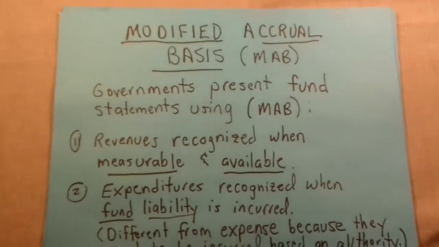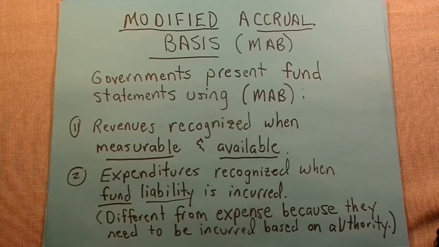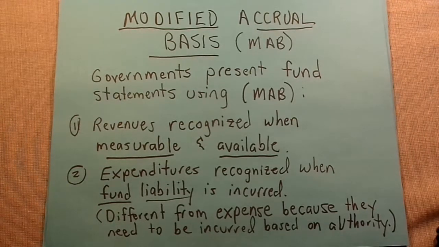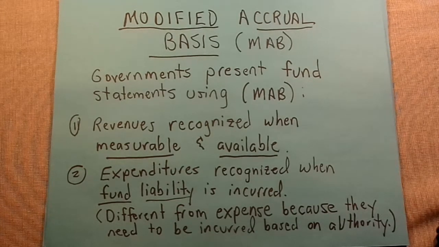Well, a fair amount of government accounting is done based on the modified accrual basis, not the standard accrual basis that we're used to in financial reporting. We use the acronym MAB for modified accrual basis. Governments present fund statements using this. So here, revenues are recognized when measurable and available.